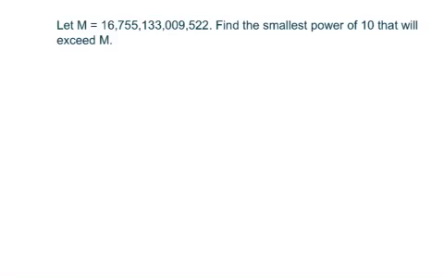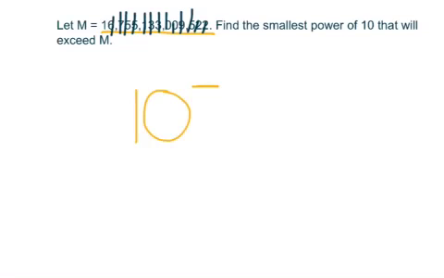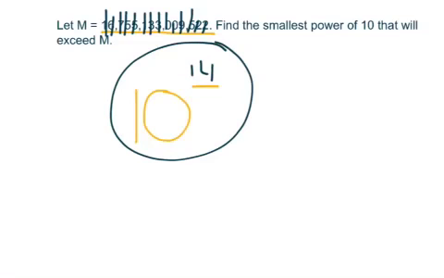Here's another example. I want to find the smallest power of 10 that will exceed my original value, which is right here. So just like before, I start with a power of 10 and I need to figure out what my exponent will be. Remember, you're literally just counting your number of digits. 1, 2, 3, 4, 5, 6, 7, 8, 9, 10, 11, 12, 13, 14. So 10 to the 14th power would be my answer. It's the smallest power of 10 that would exceed or be larger than my original value.